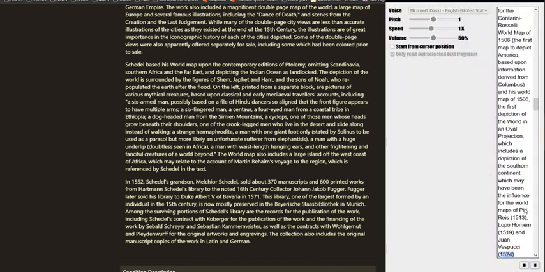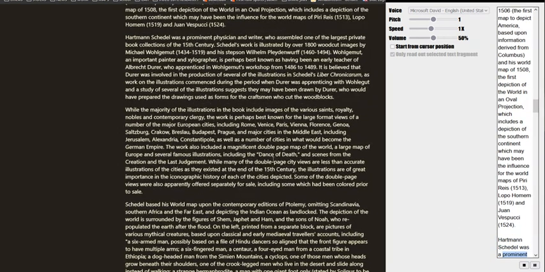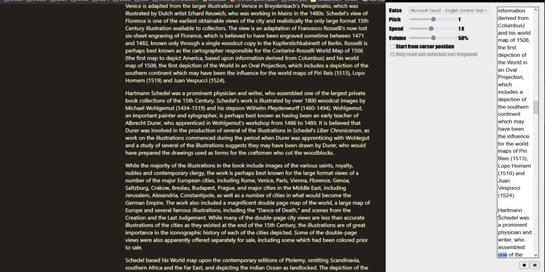Hartmann Schedel was a prominent physician and writer, who assembled one of the largest private book collections of the 15th century. Schedel's work is illustrated by over 1,800 woodcut images by Michael Wolgemut, 1434-1519, and his stepson Wilhelm Pleydenwurff, 1460-1494. Wolgemut, an important painter and xylographer, is perhaps best known as having been an early teacher of Albrecht Dürer, who apprenticed in Wolgemut's workshop from 1486.